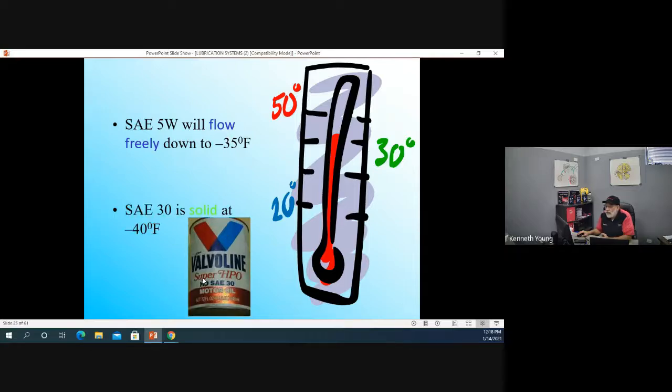Now, if you had this type of oil, your lawnmower oil, this is what goes into a lawnmower. It would be SAE 30, no W needed. Now, you let this get down to about 40 degrees below zero, and this will be a solid brick. This will be like ice in your freezer. It ain't going to flow. So a lawnmower would be very hard to start at 30 degrees below zero, right?